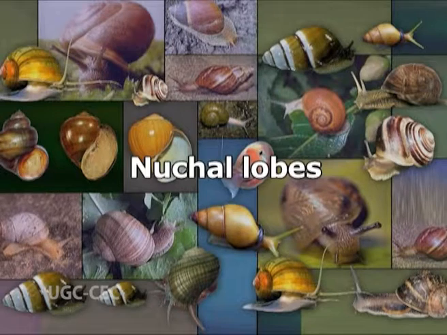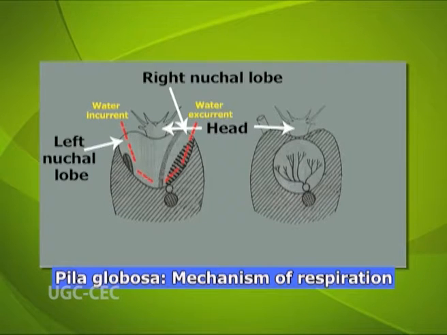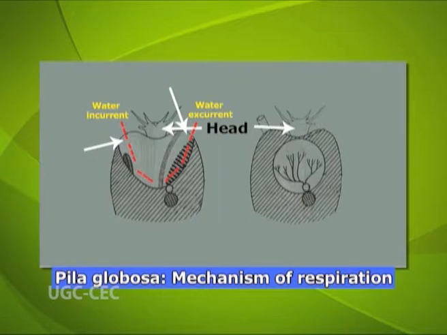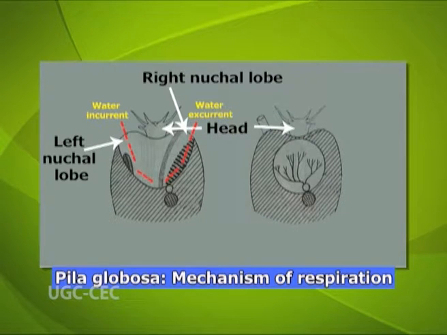Nuchal lobes. The right and left nuchal lobes are fleshy and highly contractile processes of the mantle on either side of the head. They form elongated funnels or siphons during respiration for the entry and exit of water.